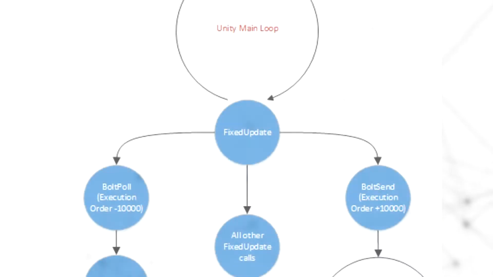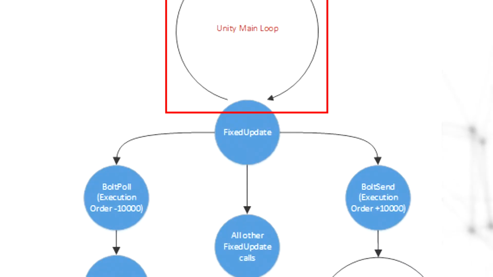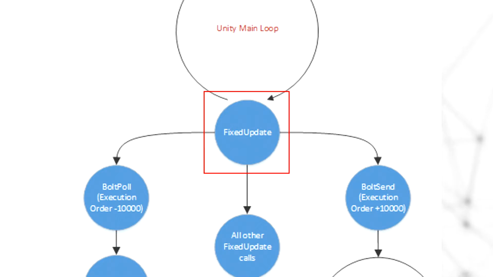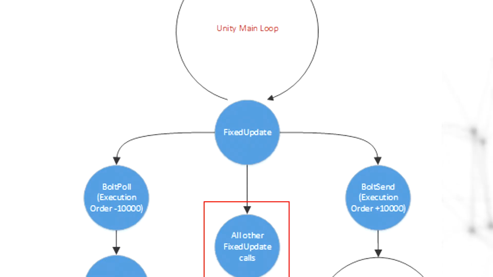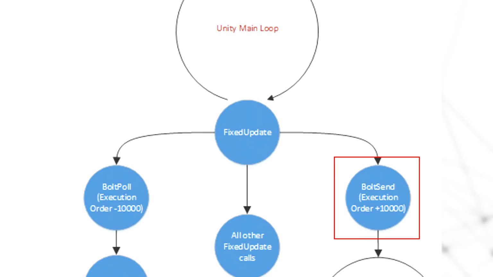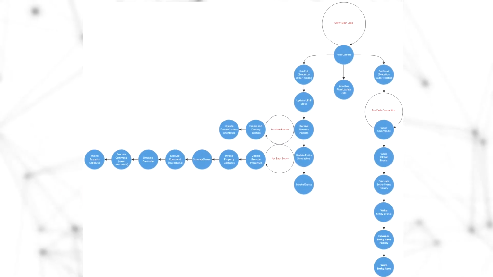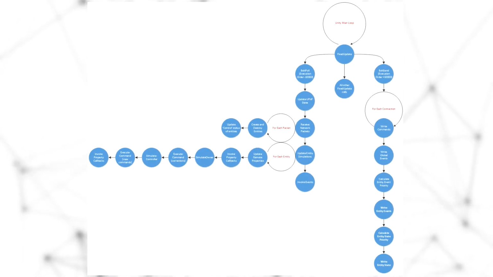So, if we resume in this graph, at first we have the Unity main loop that has the fixed update. In our fixed update, we first have the Bolt poll called because of its execution order. Next, we have the fixed update call itself, and at the end, due to the execution order, we have the Bolt send part called. So, here we have the graph with the mentioned methods, but here is the current entire graph that we will talk about.